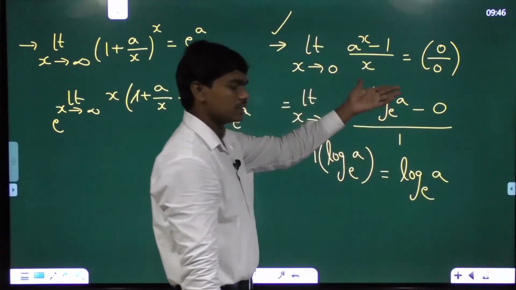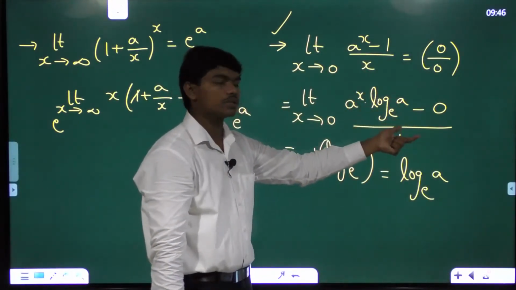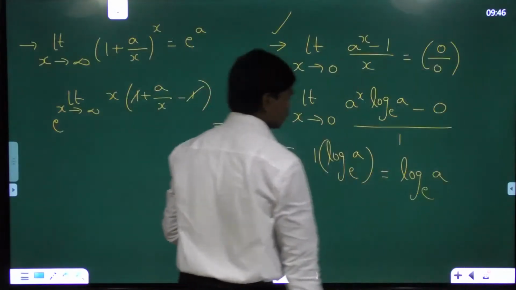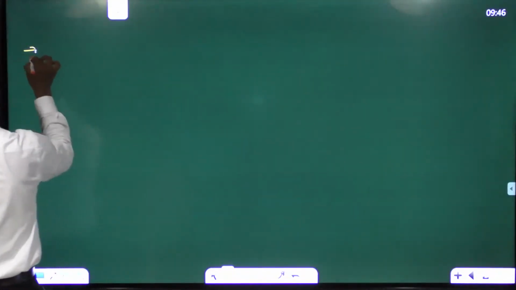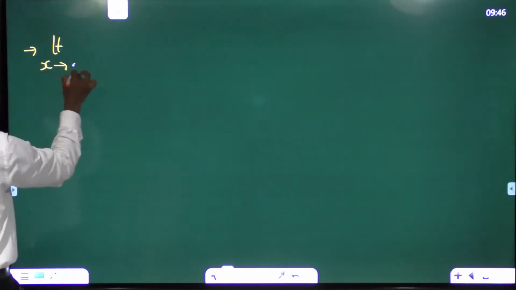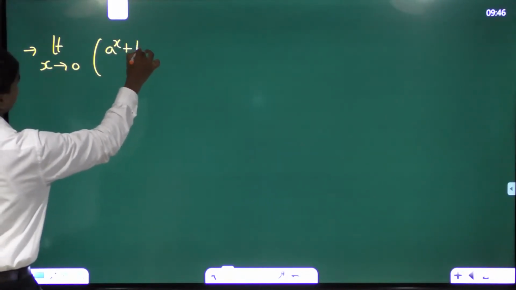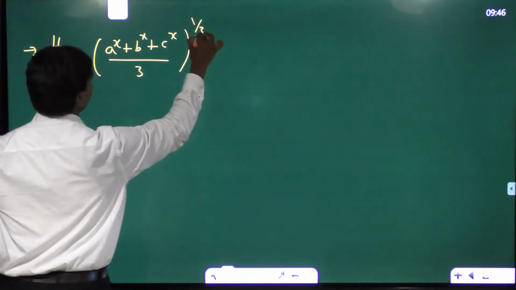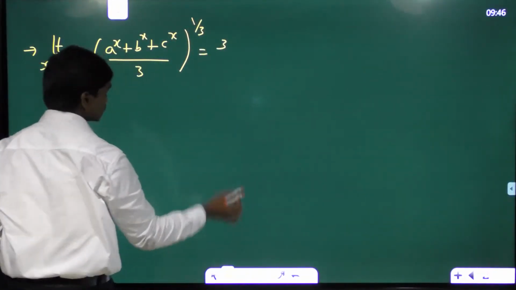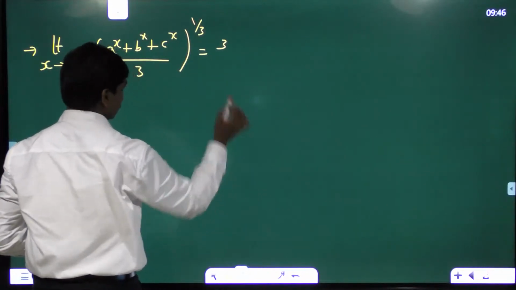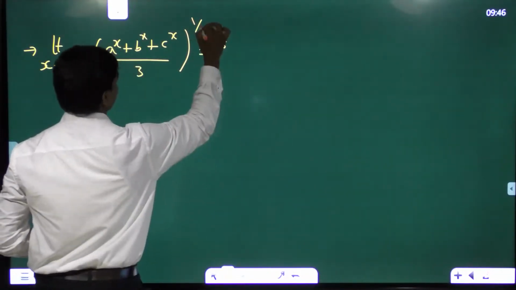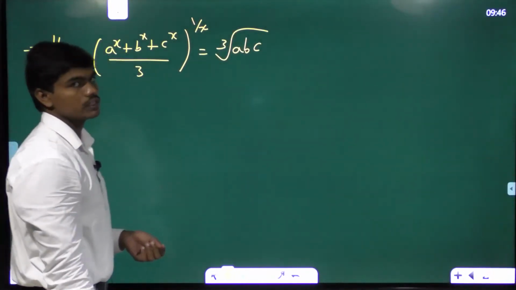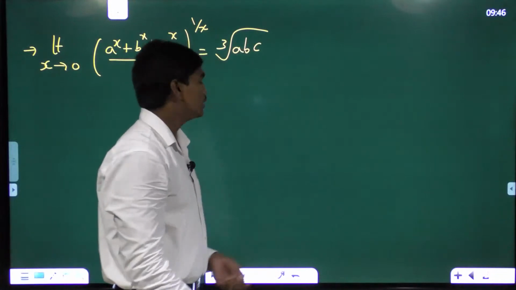Did you all understand this? It's just a 0 by 0 form, a simple form, and you could apply the L'Hospital rule once. That could make a big sense here. So with the help of this limit, I would like to show you how this, this is 1 by x, is cube root of abc. Let me show you this result, then we'll work out a few GATE problems which we generally solve here.